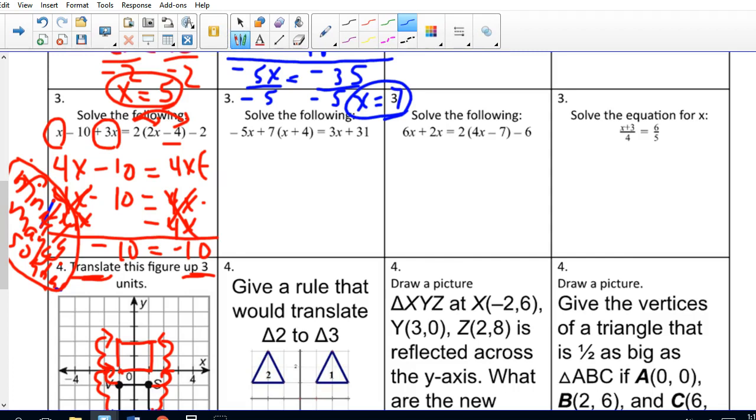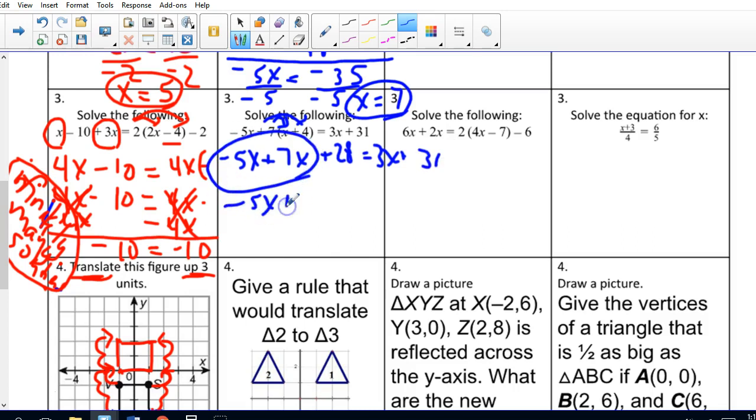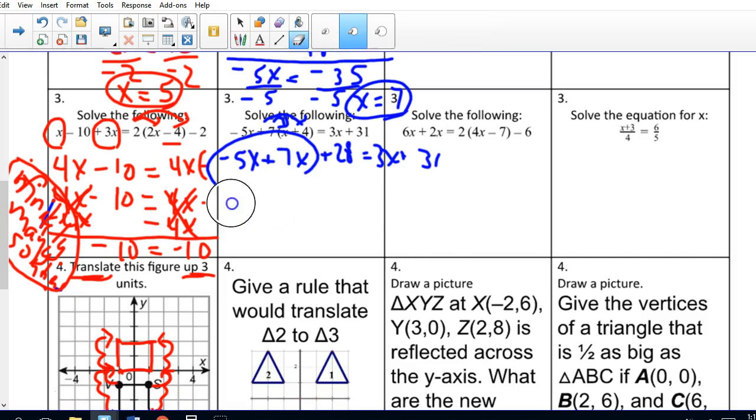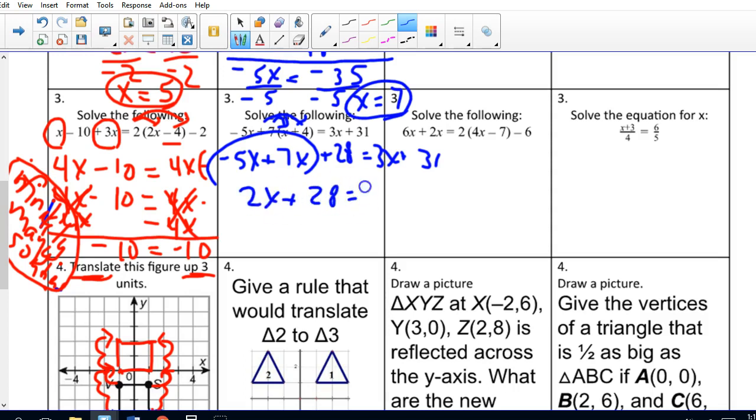Look at number 3. Solve the following. I have some parentheses, so let's use that distributive property that we used before. Negative 5x plus 7 times x is 7x, and 7 times 4 is 28, equals 3x plus 31. Combine your like terms. Negative 5x plus 7x is 2x plus 28 equals 3x plus 31.